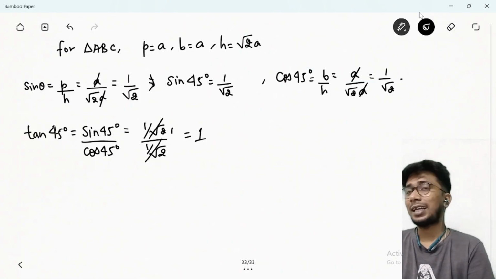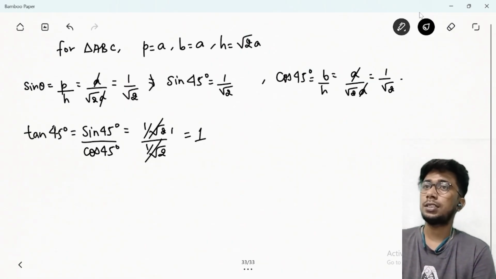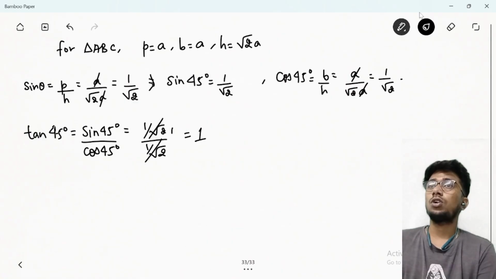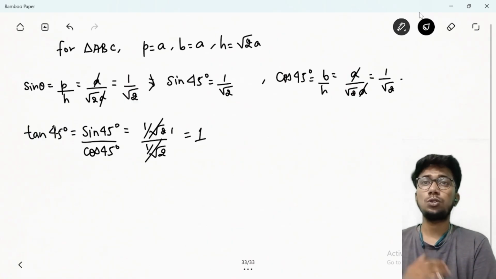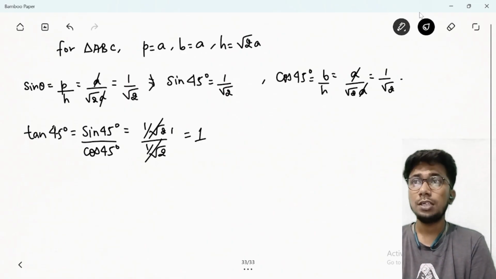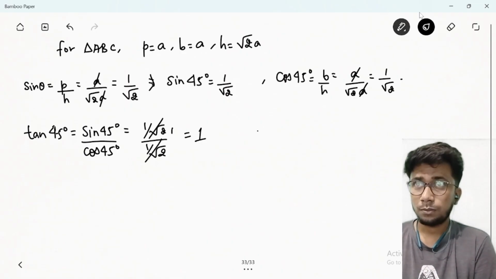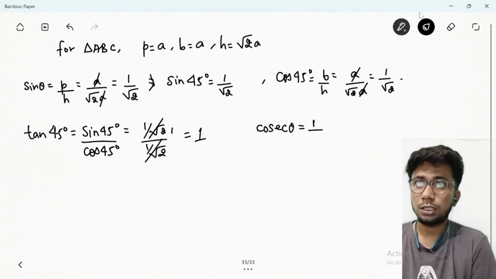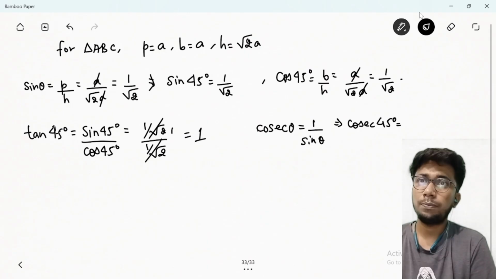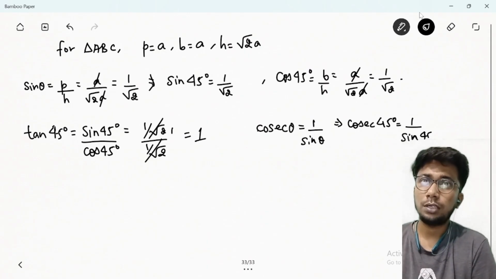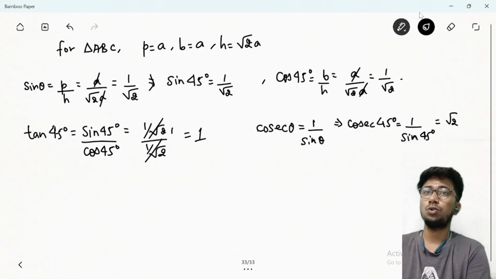Now we can calculate other trigonometric ratios as well. That is sec theta is what? It is h upon b. Cosec theta is what? It is h upon p. And cot theta is what? It is b upon p. But मैं आपको जो भी रिलेशंस मैंने पढ़ाए हैं वो रिवाइज करवाना चाहता हूँ. So let's see. What was cosec theta? By reciprocal relation, it was nothing but 1 upon sine theta. This implies cosec 45 is nothing but 1 upon sine 45, and that will be root 2, since sine 45 was 1 upon root 2.